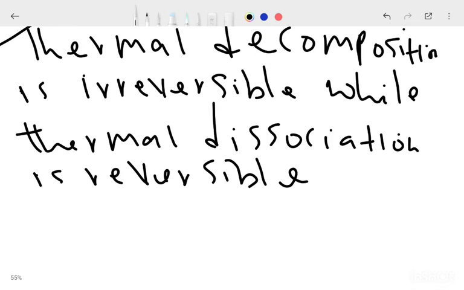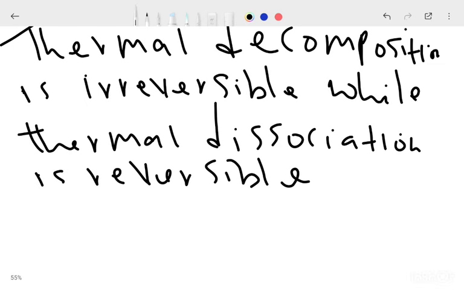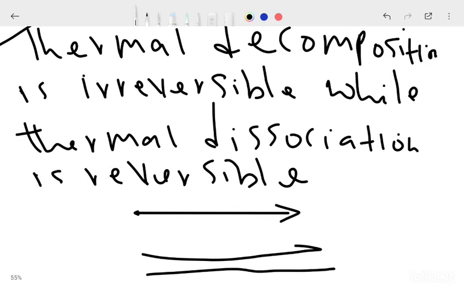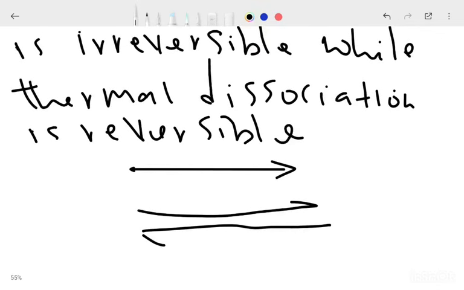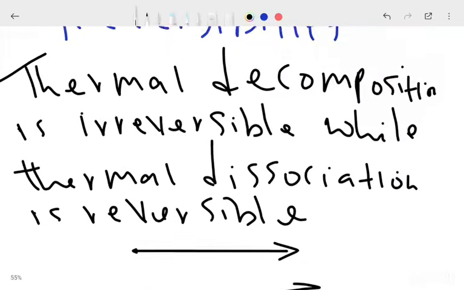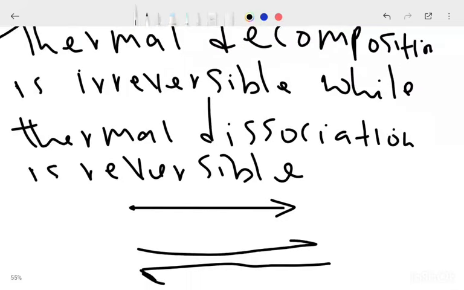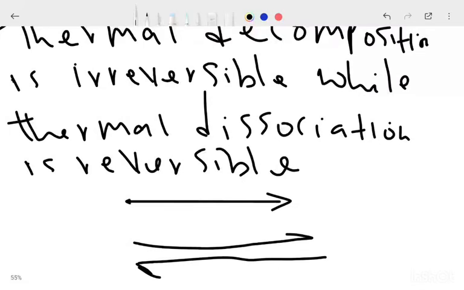That's why if you check the example I gave on thermal decomposition, you notice that it contains only one single arrow moving forward. But in thermal dissociation, it contains two arrows, one going then one coming back. Reversibility. Are you getting it? So thermal decomposition is irreversible, it cannot be reversed, while thermal dissociation is reversible. You can reverse it. So we've come to the end of this lesson.